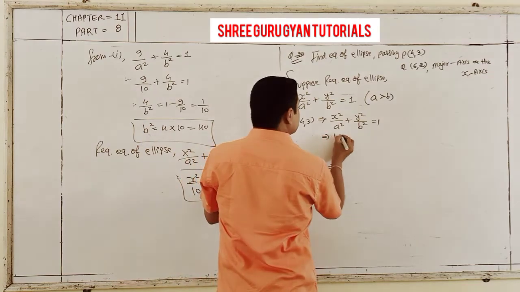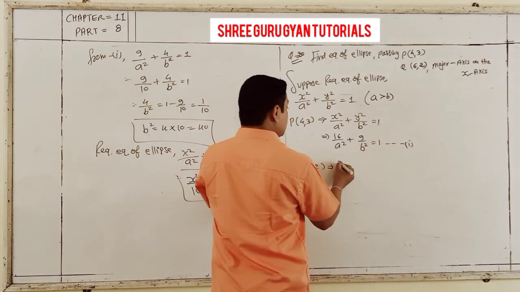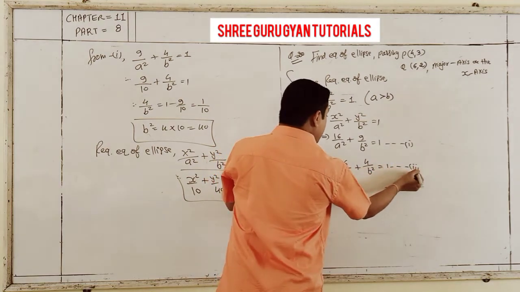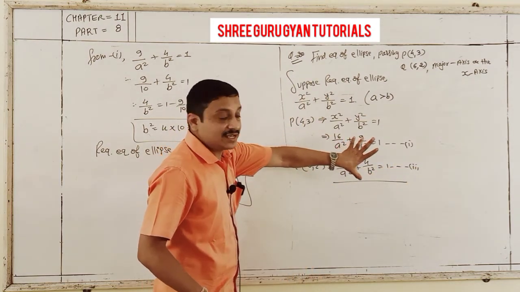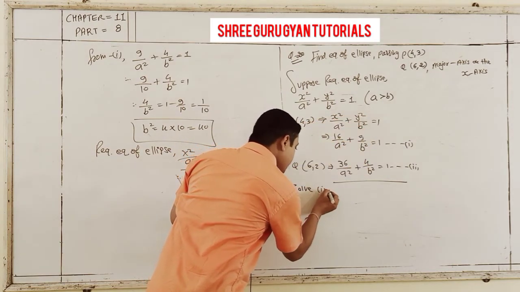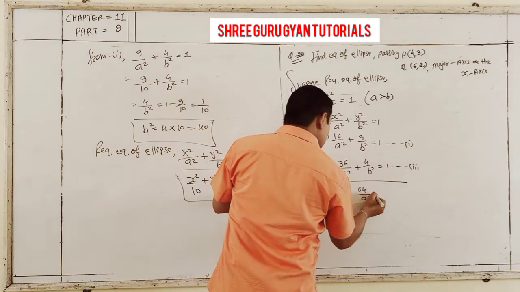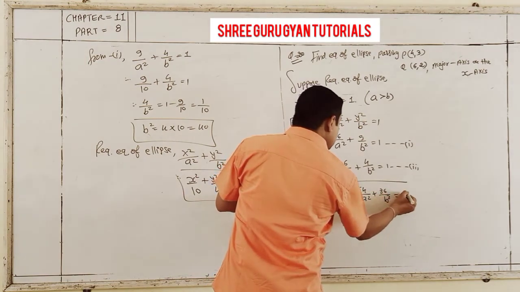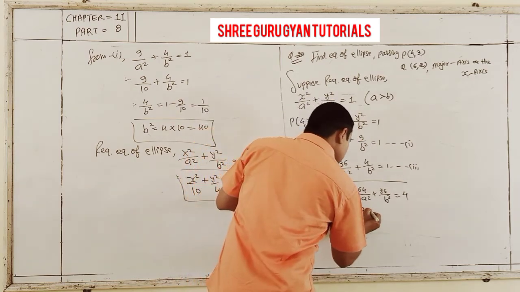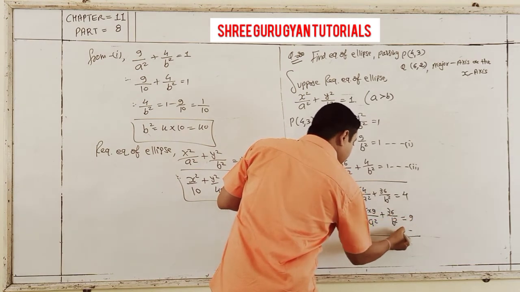Putting first 4, 3, I will check, and 6, 2. Put 4, then 16; 3, then 9. Statement 1. And here 36 by a square plus 4 by b square. Now anyhow you will derive these equations. I will check here 4 multiplying and 9. So solve 1 with 4 multiply: 16 4s are 64, 9 4s are 36, and 4 1s are 4. Now 9 multiply.